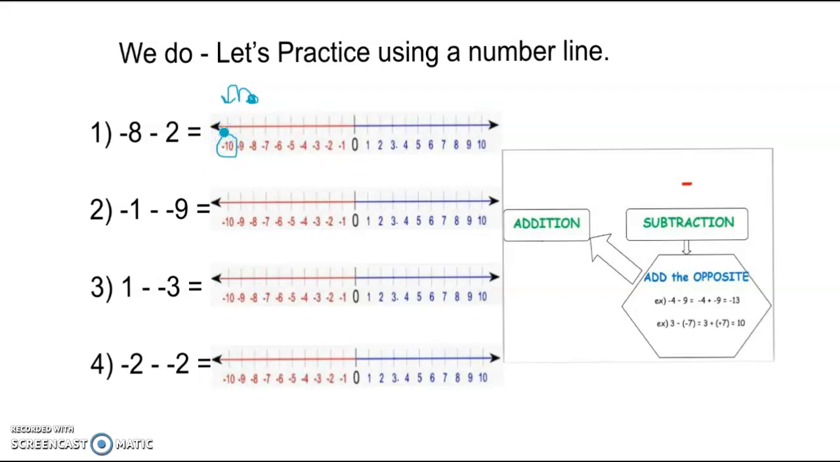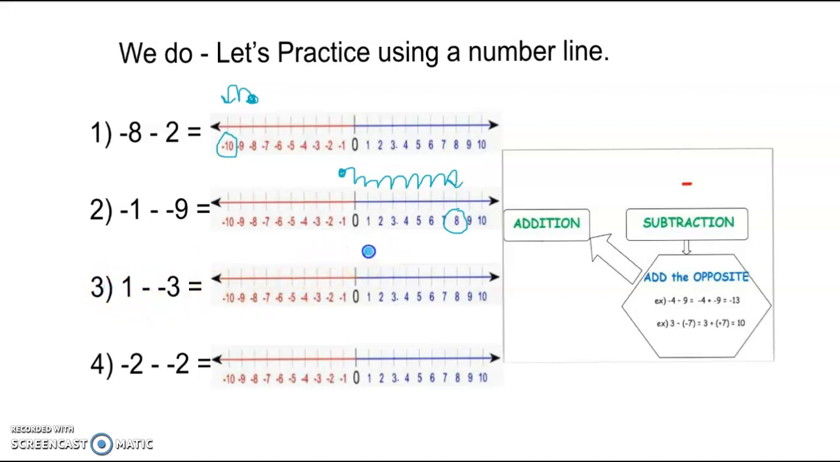All right, number 2, I start at negative 1. And I want to take away negative 9. That means I'm moving in the right direction, 9 units, because I'm taking away negative 9. So 1, 2, 3, 4, 5, 6, 7, 8, 9. So my answer for number 2 would be 8. So just to recap again, you're taking away negative 9. So think about money. If you're taking away your debt, you become more positive.